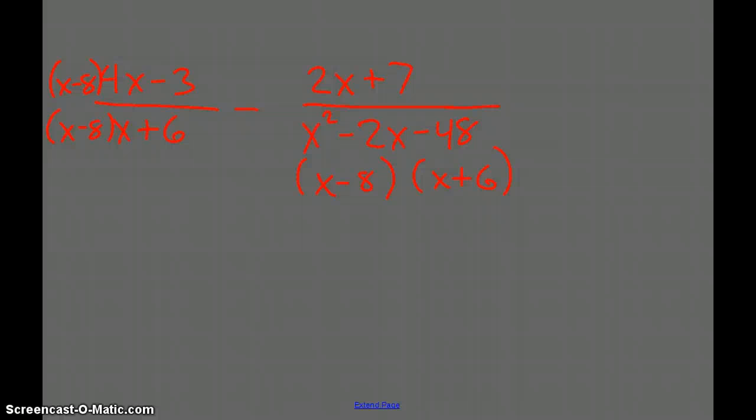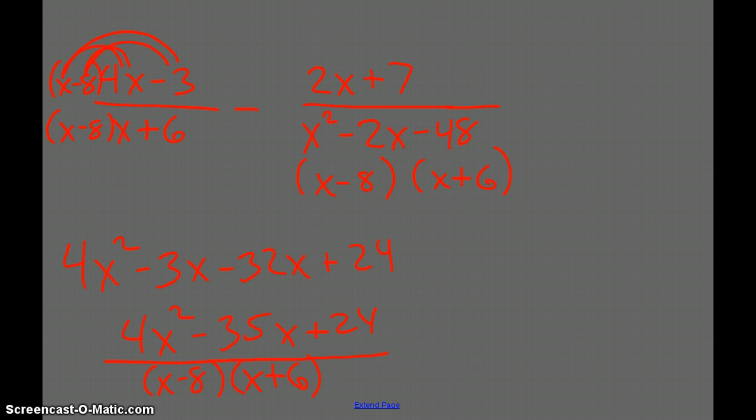So on top, I'm going to multiply that out. We don't FOIL out the bottoms. We can leave those in factored form. But in order to simplify the top, I do have to multiply that out. And so I do x times 4x is 4x squared minus 3x minus 32x plus 24. And now I'm going to save a step here and combine those like terms, making it 4x squared minus 35x plus 24 over x minus 8 times x plus 6.